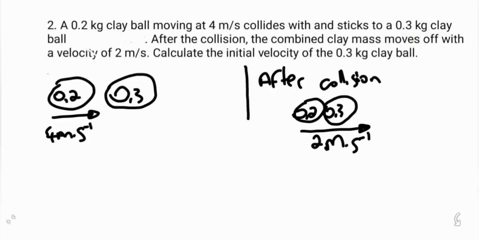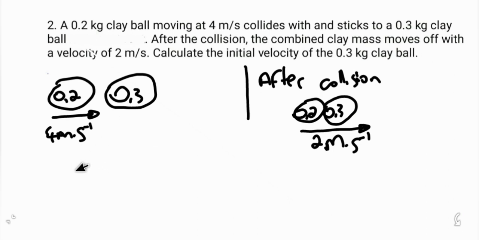Number 2, a 0.2 kg clay ball moving at 4 meters per second collides with and sticks to a 0.3 kg clay ball. After the collision, the combined clay mass moves off with a velocity of 2 meters per second. Calculate the initial velocity of the 0.3 kg clay ball.